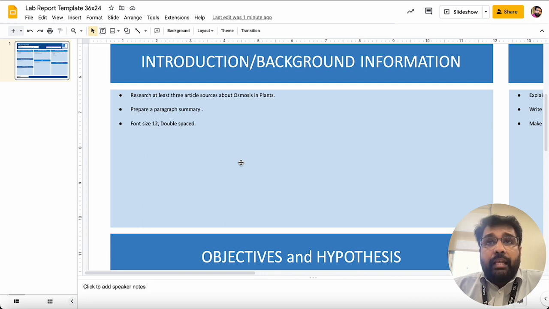the source of our plant cells, and those are the cells we are using. And why osmosis happens, and how osmosis happens, and which way water moves, and tonicity, hypotonic, and isotonic concentration. So that pretty much is the background information that you put in here. And make sure you keep the font size 12 and it is double spaced.